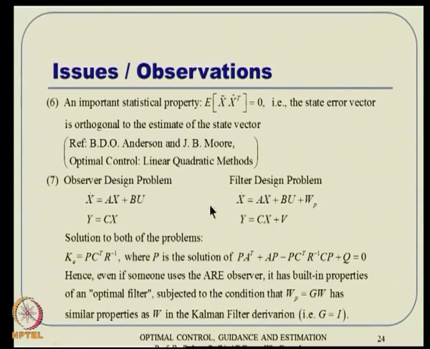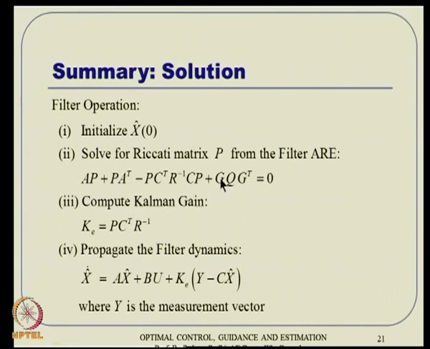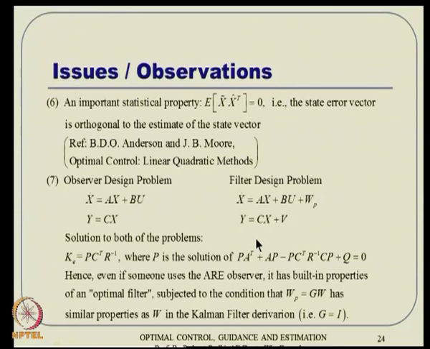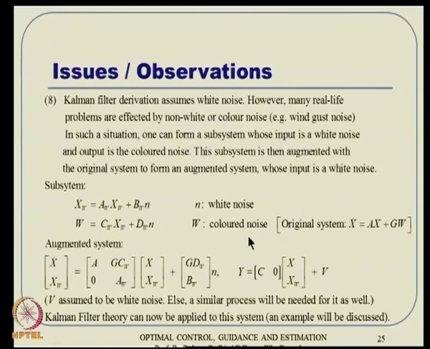And lastly, this comparison. Suppose you have an observer design and a filter design. That means you have x dot equals Ax plus Bu, but there is a process noise, plus Gw, and you have y equals Cx plus v here. Interestingly, the solution to both problems turns out to be the same. I mean, this K equals P C transpose R inverse, where P is the solution of this Riccati equation. But if you talk about the other one, the Riccati equation contains G also, G transpose on this side also. That is the only difference there.